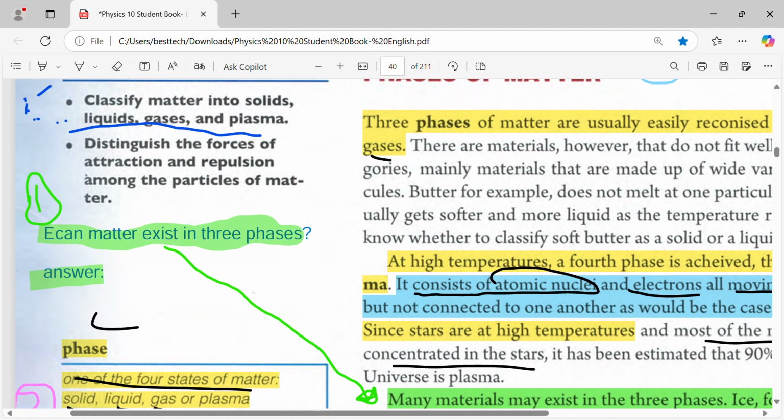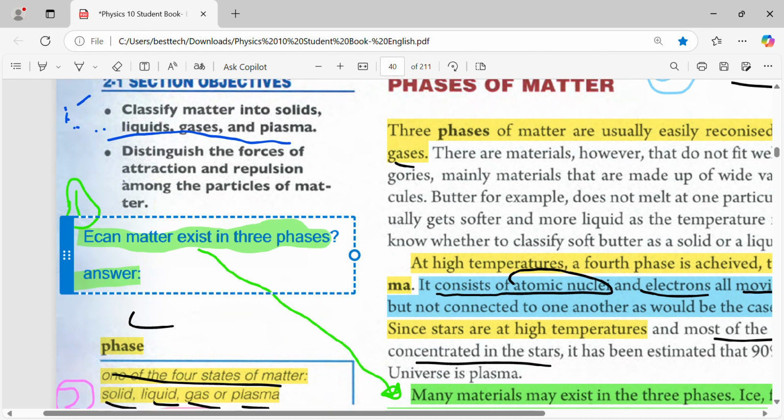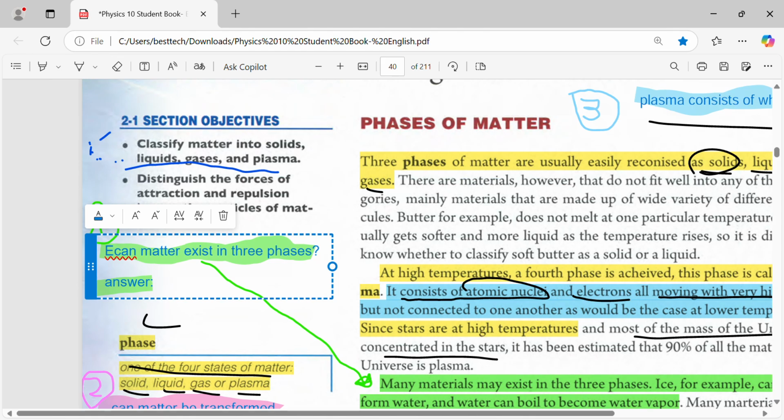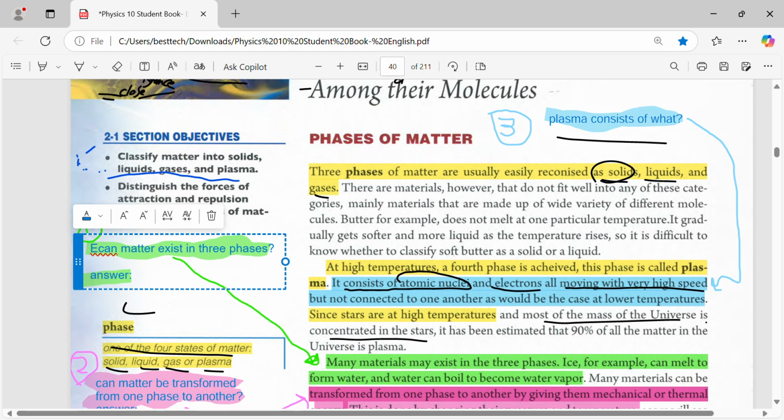Can matter exist in three phases? Let me erase this. Leave it yellow. Guys, this question means we have solid and liquid and gas. Can one matter, for example, exist in all three phases, solid, liquid, gas? Yes. Guys, let me tell you, this is the answer.